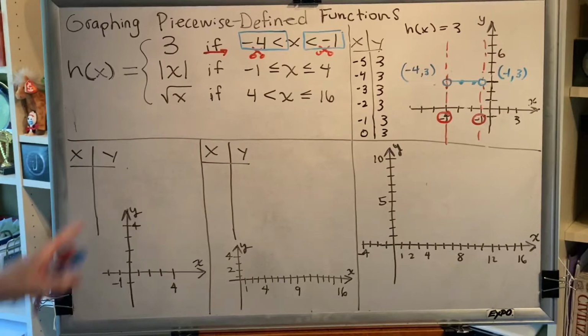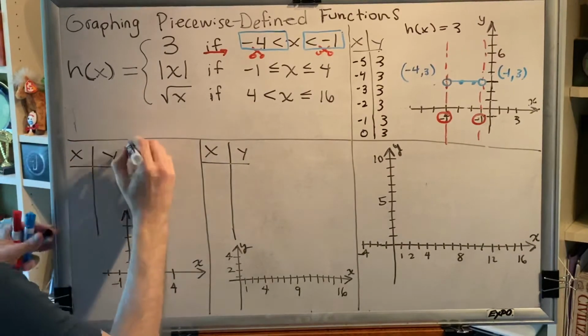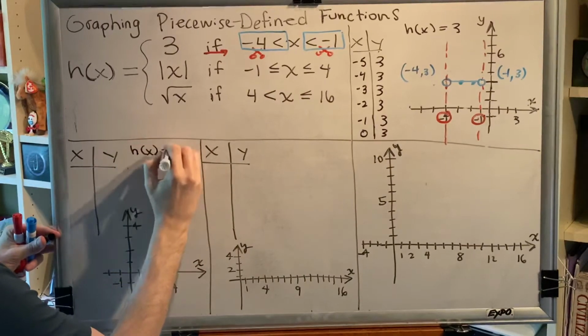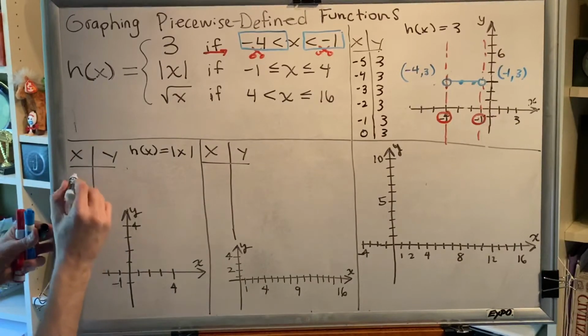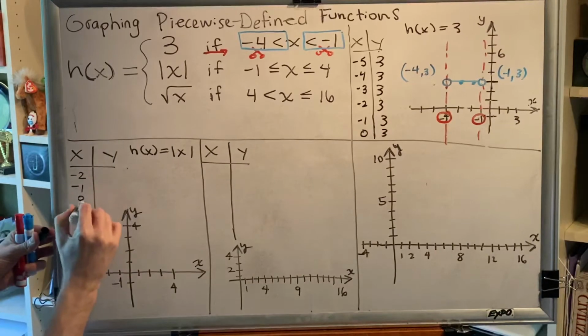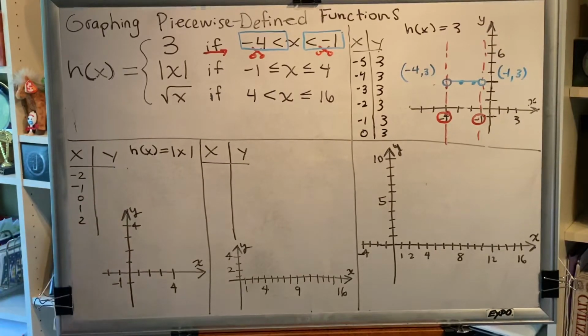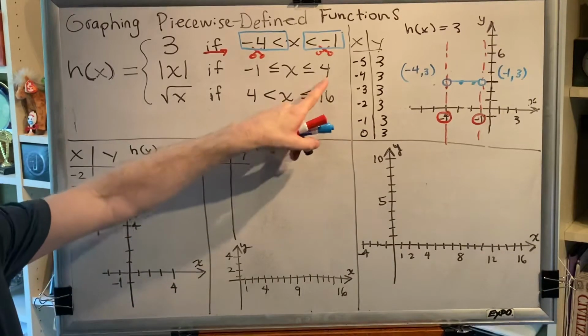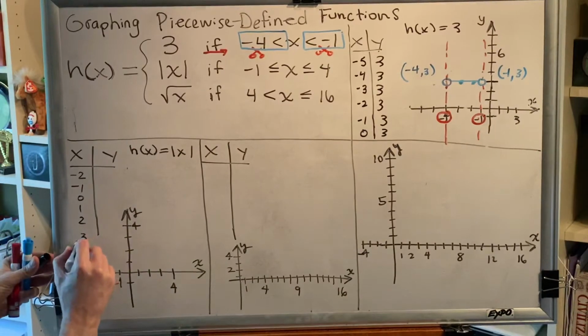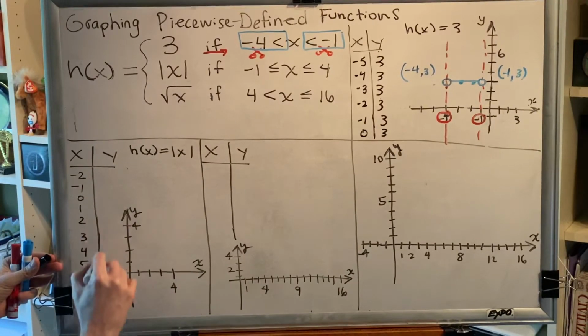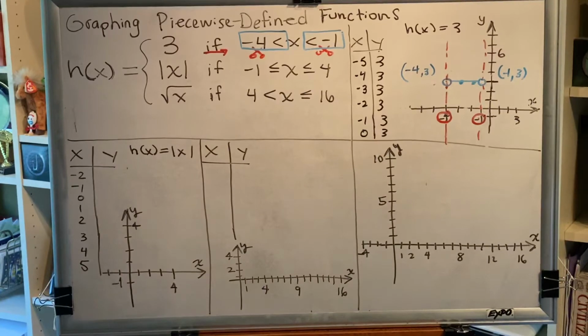All right, for our next one, we're dealing with the absolute value of x. h of x equals the absolute value of x. So we have to know our absolute value coordinates very, very well. Now, traditionally, we would do -2, -1, 0, 1, and 2. But in this particular instance, we might want to expand our horizons just a little bit, knowing that x needs to go all the way out to 4. So let's try something here. Let's just go a little bit further with our table and see what happens.